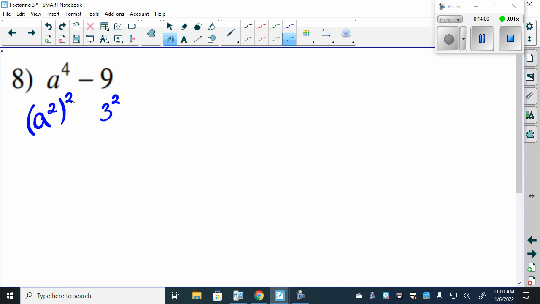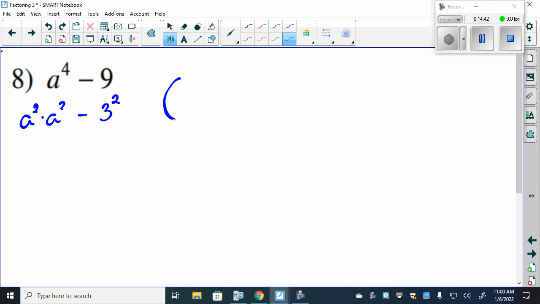Because we can write it as a squared squared, because powers of powers multiply. In other words, what we're saying with a squared squared, I'll write it in a different way, is that we have a squared times a squared. Because whenever like bases are being multiplied together, we add the exponents. Well, 2 plus 2 would give us 4. So with this here, we actually do have the difference of perfect squares.